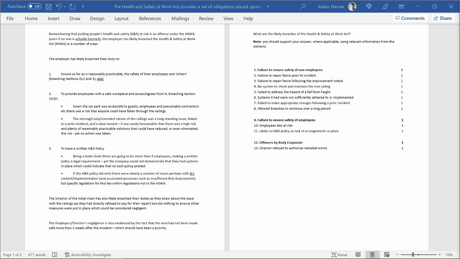and on the right hand side what I've got at the top is a reminder of what the question was, and below that is a mark scheme. So the answer on the left has 328 words, so it's about the correct volume of words for a 10-point question. Just as a recap, the question was, what are the likely breaches of the Health and Safety at Work Act? Note, you should support your answer where applicable using relevant information from the scenario.